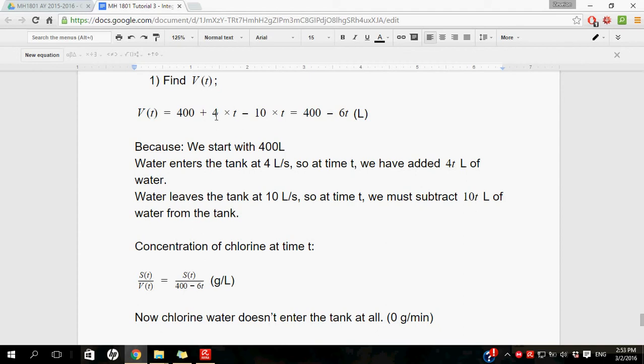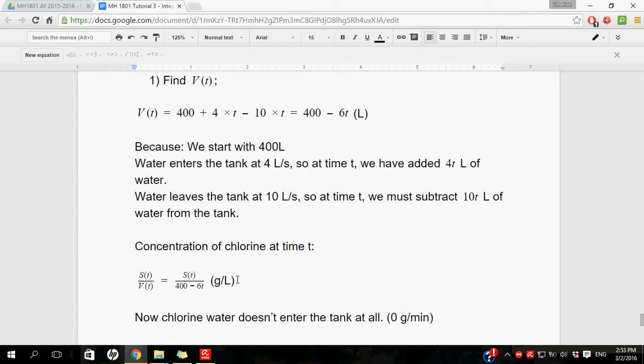So our formula for V of t is going to be given by the initial quantity plus what we add in minus what we take out: 400 plus 4t minus 10t, which gives us 400 minus 6t in liters.